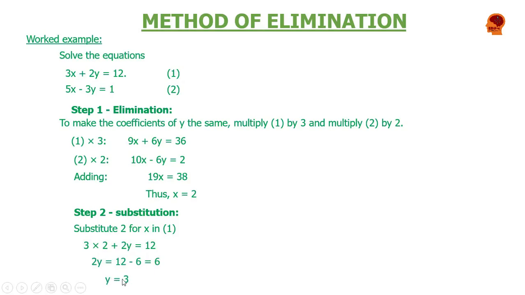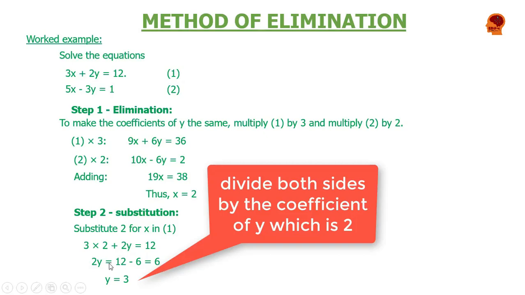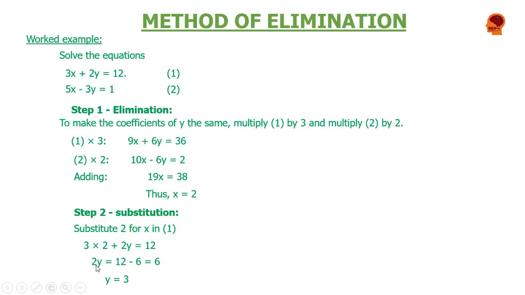Some may be asking, how did I get y equals 3? Do not forget that 2y equals 12 minus 6, that gives me 6. So 2y equals 6. We divide both sides by 2, which is the coefficient of y, and 6 divided by 2 gives me 3. So my x is 2 and my y is 3.